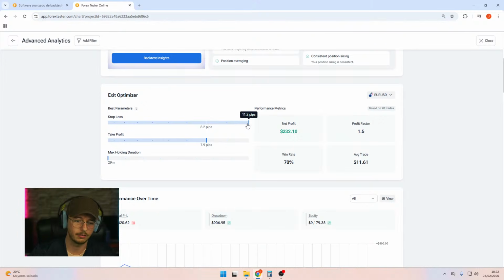Basically what I've done is I've left the stop loss for the next backtest at 11 pips. The take profit, I've left it at 7.9, so 8 pips. And the max holding duration, I've left it at 29 minutes.